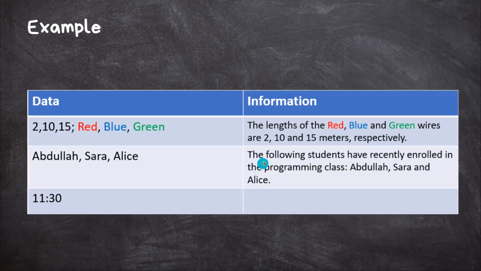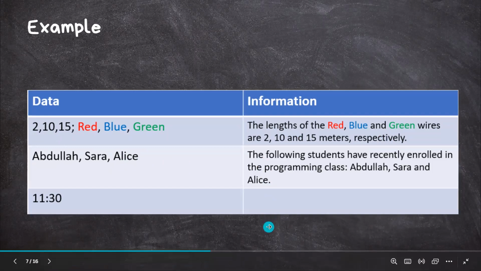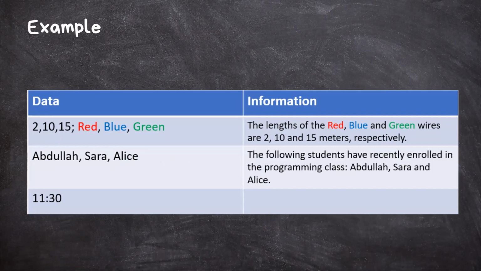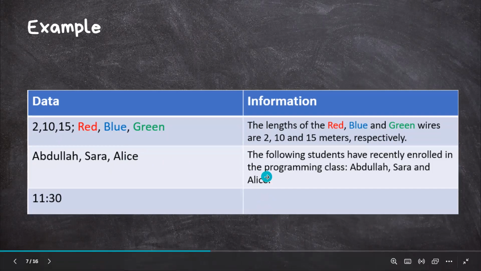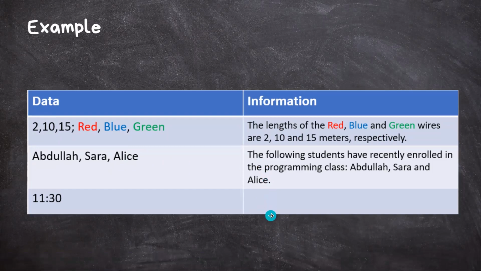But if you say something like this, that the following students have recently enrolled in the programming class: Abdullah, Sarah, and Alice. Now this makes sense. Now you understand that, okay, Abdullah, Sarah, and Alice are three students who have recently been enrolled in some programming class. So now you have provided me some context, and now I can understand this.